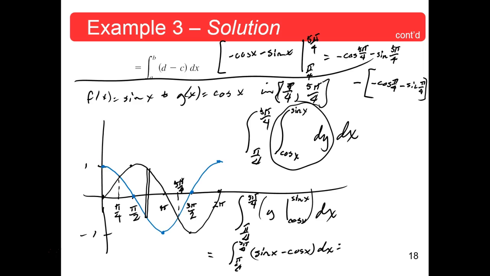Okay. So at the first value, it's a minus root 2 over 2, but there's a minus in front, so that's a root 2 over 2. Minus, and what is the sine of 5 fourths pi? Well, that happens to be negative root 2 over 2 also. So that's minus, which is again a plus root 2 over 2.